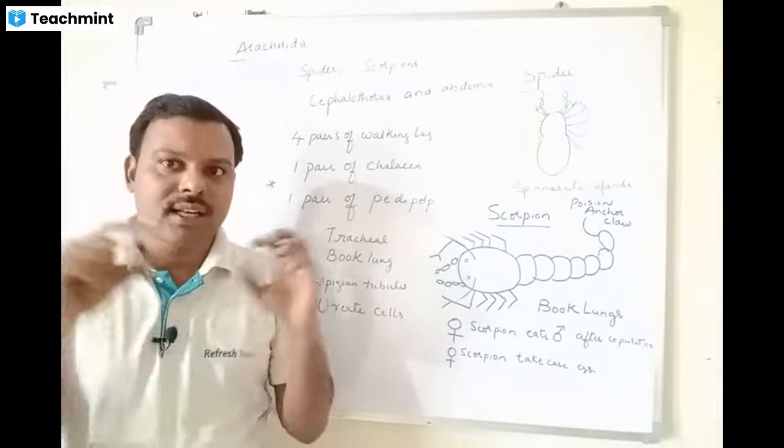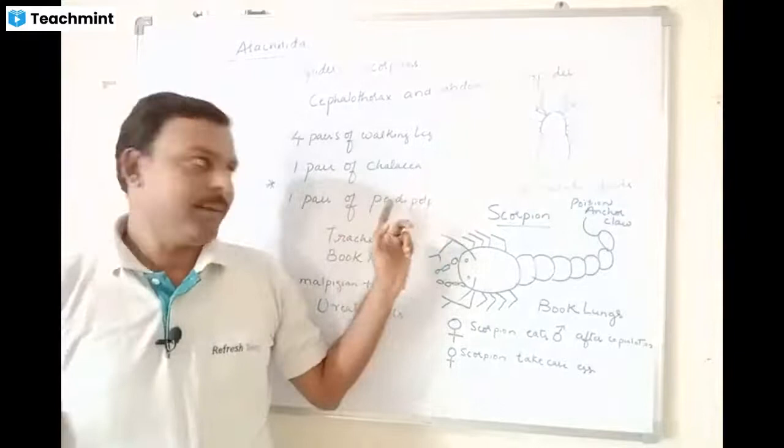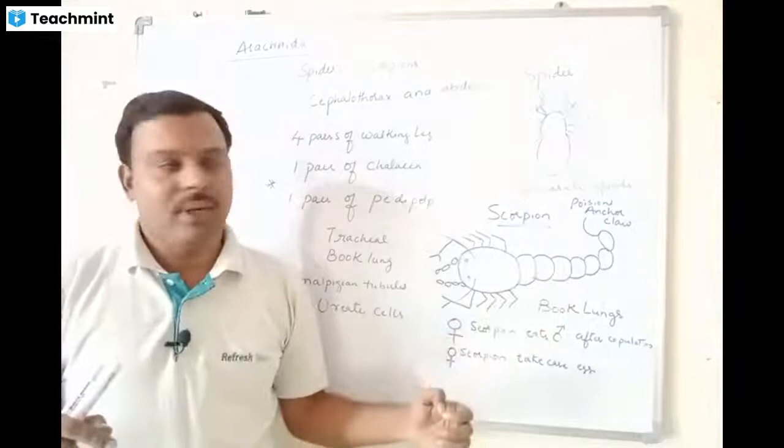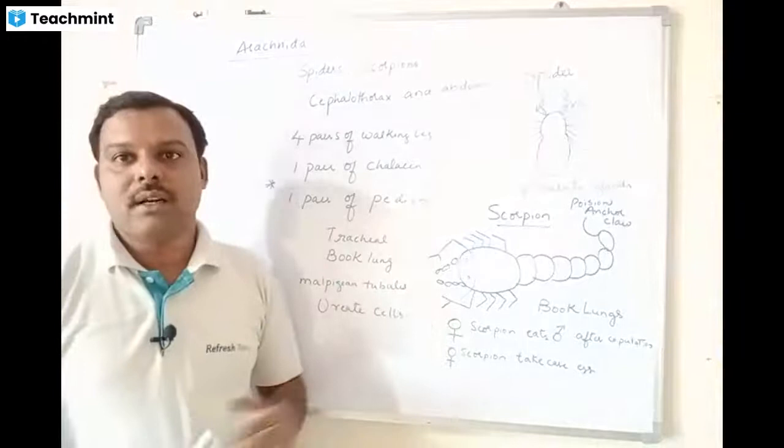So they are having four walking legs and one chelicerae, and there is a pedipalp, an additional structure they are having. And their body divides into two parts. One is the cephalothorax and the remaining is an abdomen. In case of scorpion, the segments are gradually decreasing, and on the posterior side there is a claw, and that is very poisonous. Okay, and these are the two additional important facts about the scorpion.